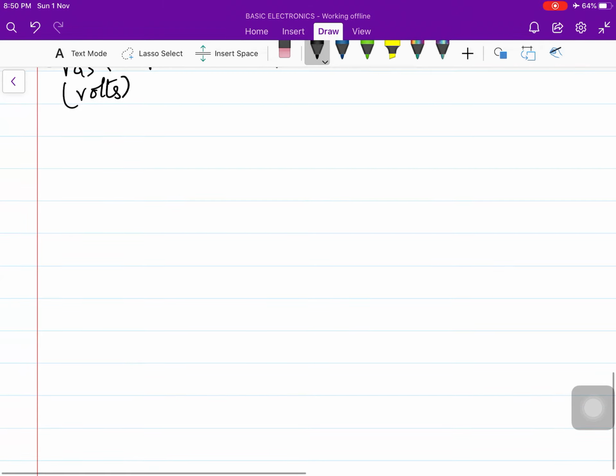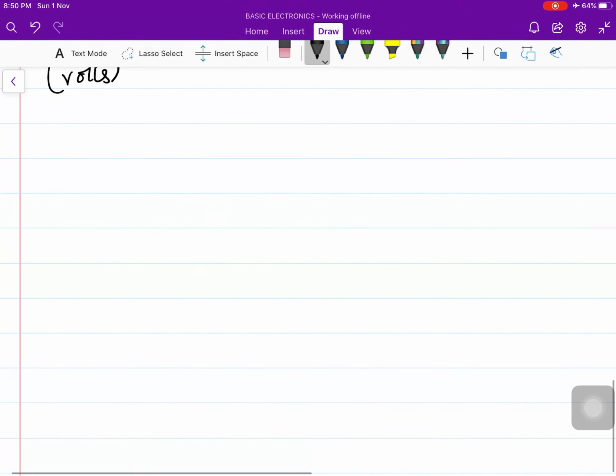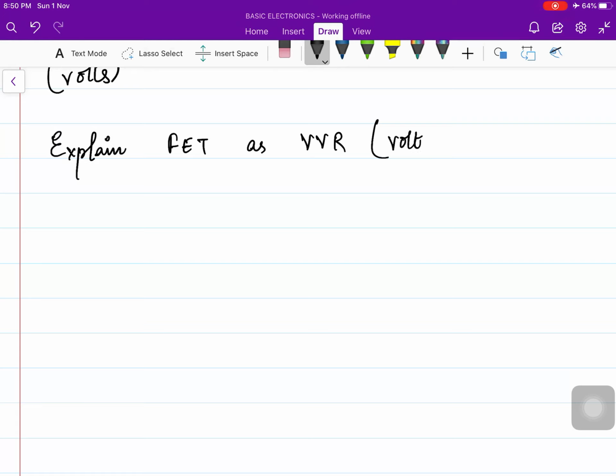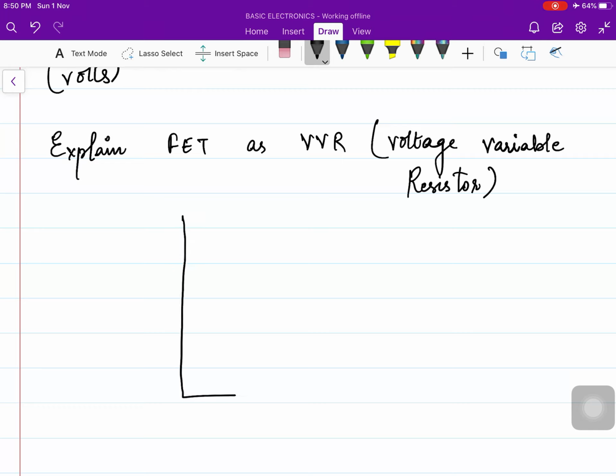Now a very important question comes in the exam: explain FET as VVR. And what does VVR stand for? VVR stands for voltage variable resistor. Now why is FET a voltage variable resistor? So let us draw the characteristics once again, then you will understand.